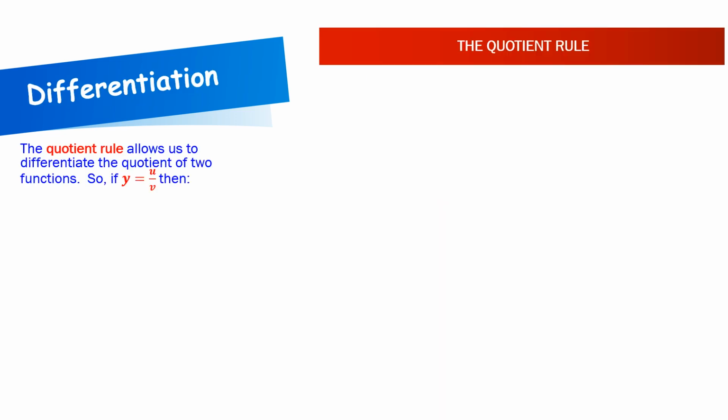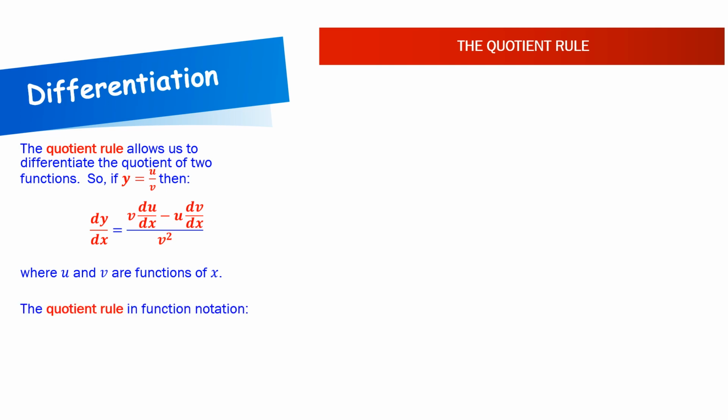The quotient rule allows us to differentiate the quotient of two functions. So, if y equals u over v, then dy dx equals v times du dx minus u dv dx, all over v squared, where u and v are functions of x.